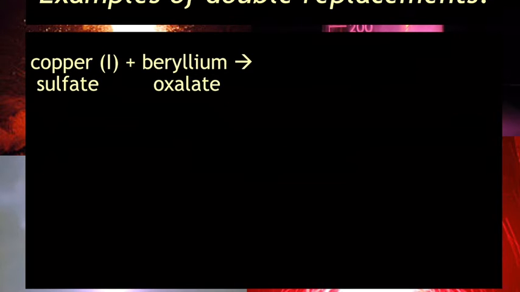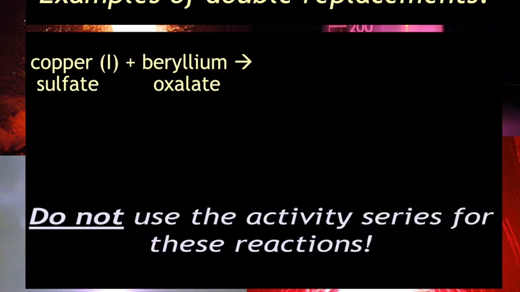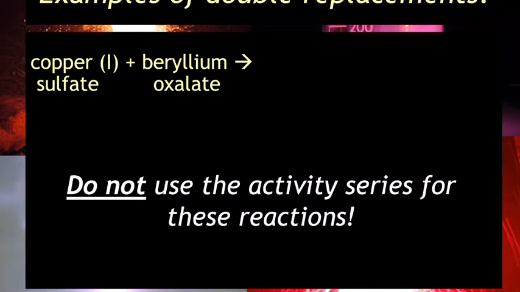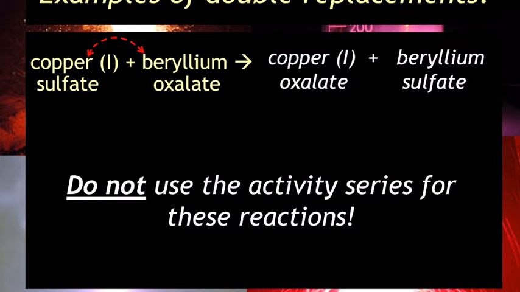An example of this is copper 1 sulfate plus beryllium oxalate. We do not need to use the activity series for these reactions because one of those metals is obviously going to be more active than the other, so the reaction will happen. We end up with copper 1 oxalate and beryllium sulfate.